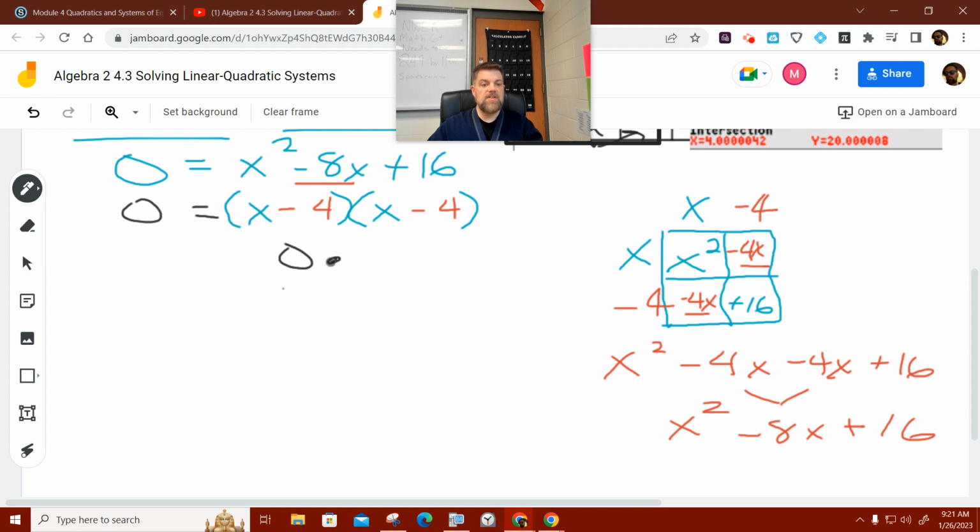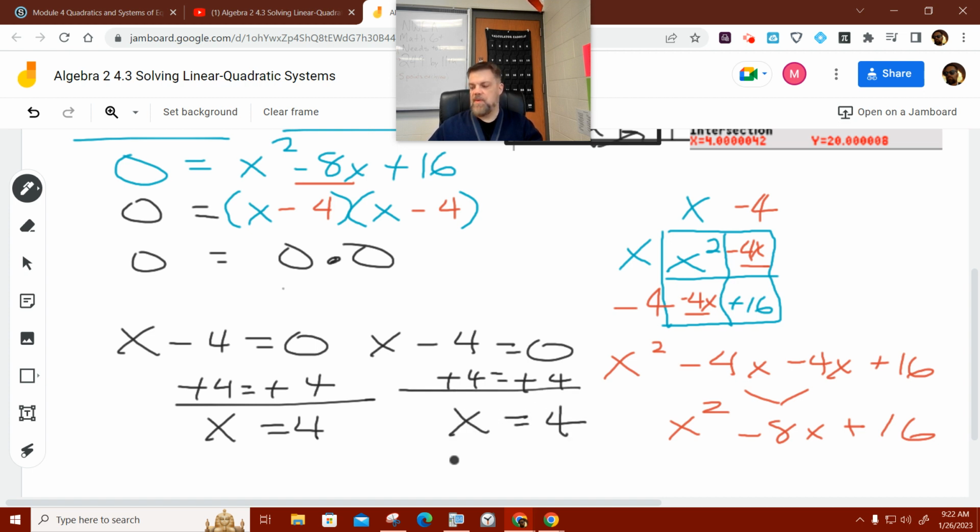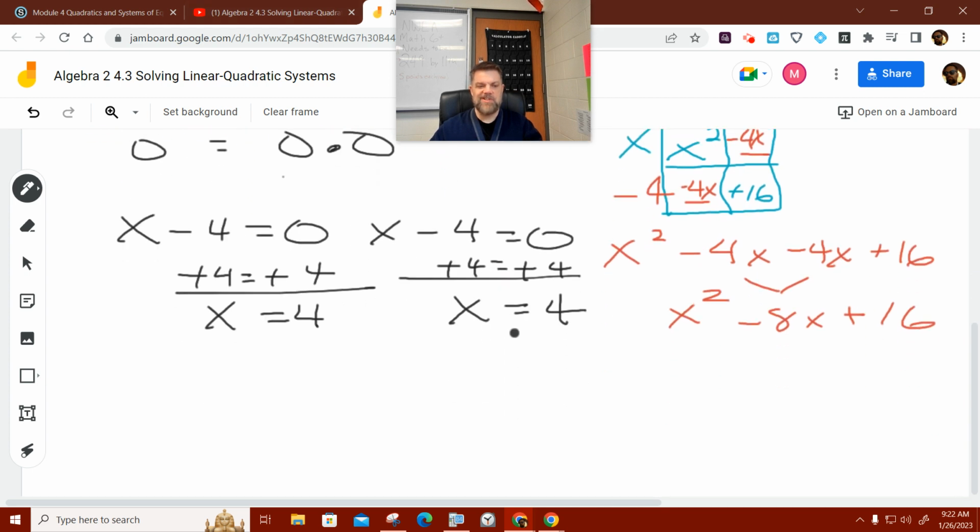Remember that 0 times 0 equals 0. Therefore, x minus 4 has to be set equal to 0. And x minus 4 has to be set equal to 0. It's the same thing. So I add 4 to both sides. And I get x equals 4. This is going to sound ridiculous, but we do the same thing over here. And that is x equals 4. Now you might be thinking to yourself, Mr. Adams, that was silly. Why did you do it that way? Well, the solution is x equals 4.